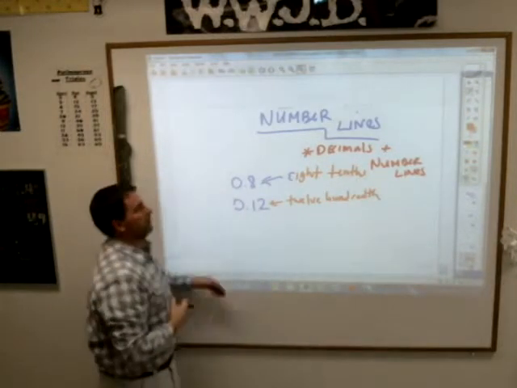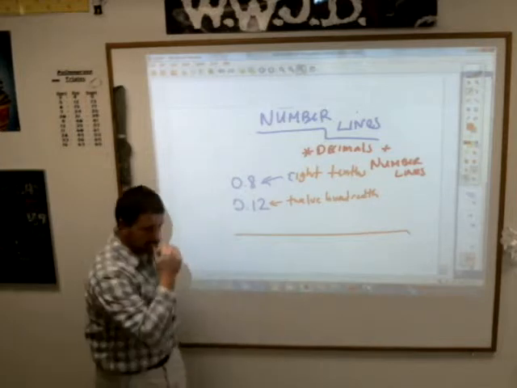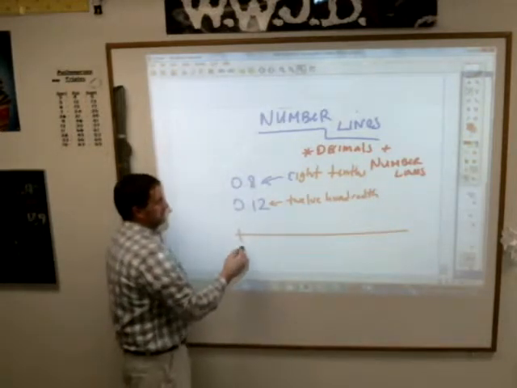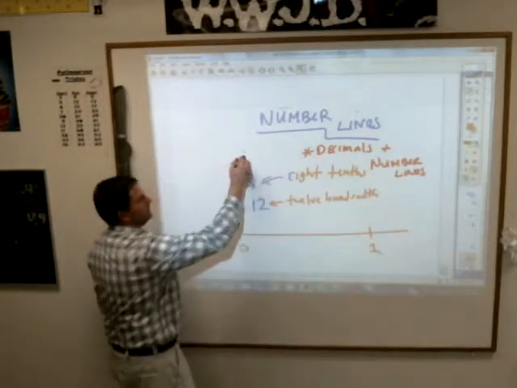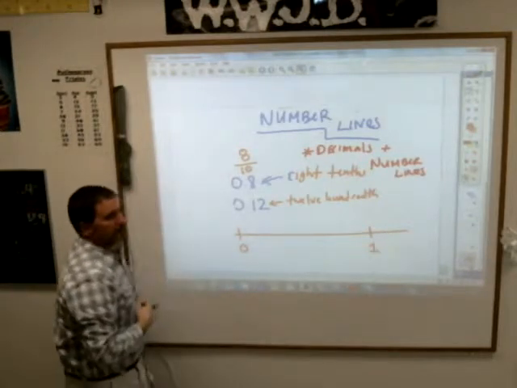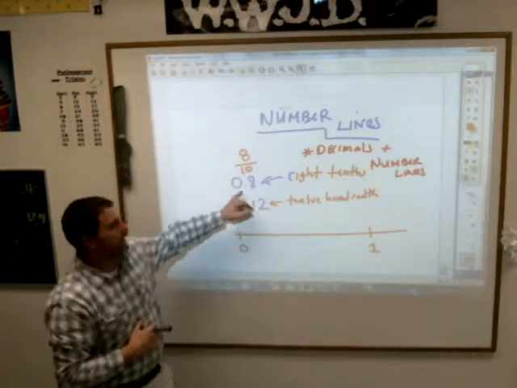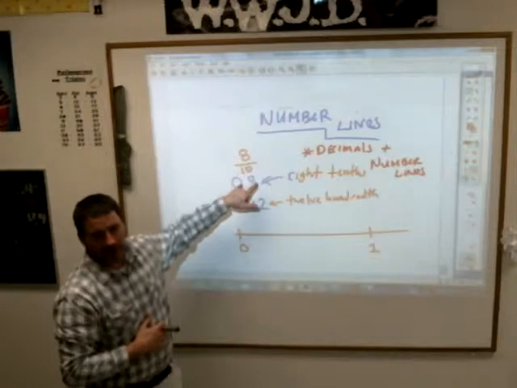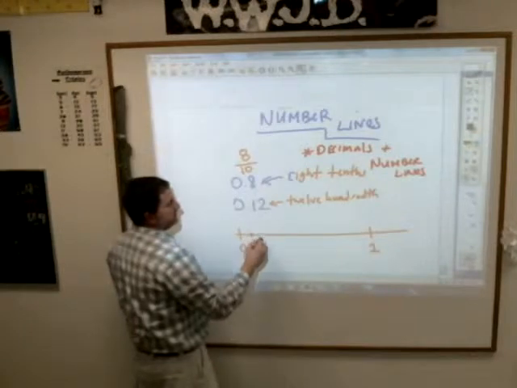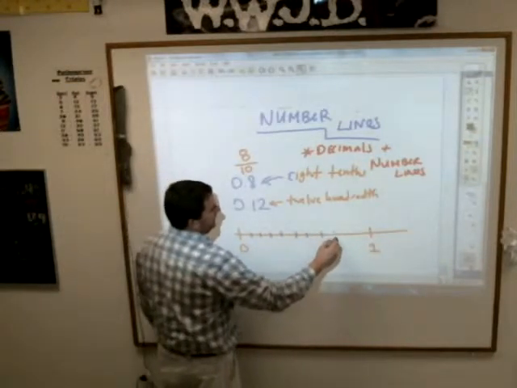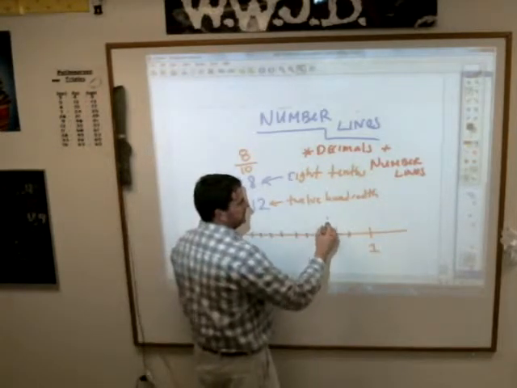So if I was going to show the first one on the number line, I'm starting with 0 and I'm going to put a 1 over here. How would I show 8/10 on a number line? How many pieces would I have to split this 0 and 1 into? Now look at the bottom of your fraction. What is that bottom number there, Caroline? 10. So I would have to split 0 and 1 into 10 equal pieces. 1, 2, 3, 4, 5, 6, 7, 8, 9, 10. And 8/10 would be right here, correct?